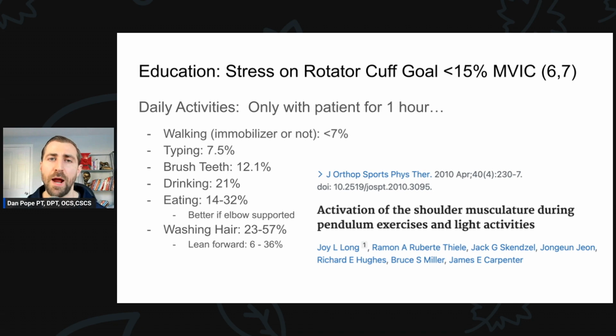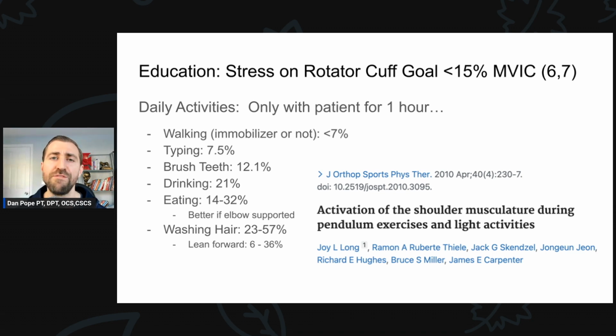So keep in mind our goal of having less than 15% MVIC on that rotator cuff repair in order to keep things safe, right? And also, if you want to check out these studies, I'll leave them in the show notes. But essentially, I'm taking this information from Long et al. in 2010 from JOSPT. And they're looking at activation of the shoulder musculature during pendulum exercise and light activities, right? And largely, walking using a mobilizer or not is very low stress on the rotator cuff, less than 7% MVIC.